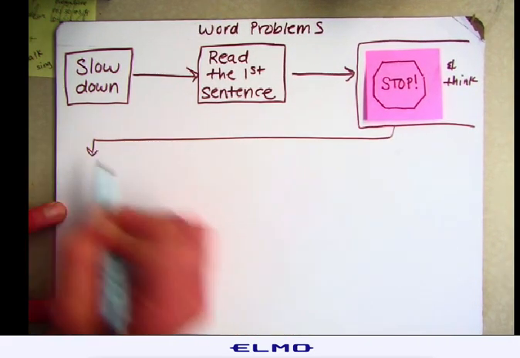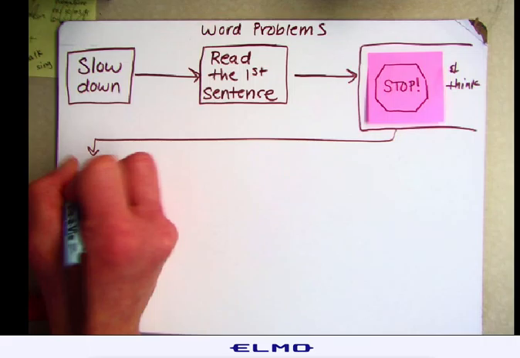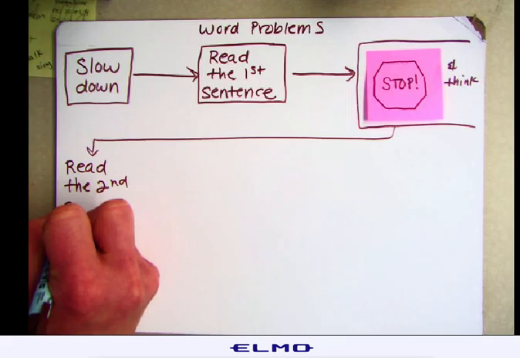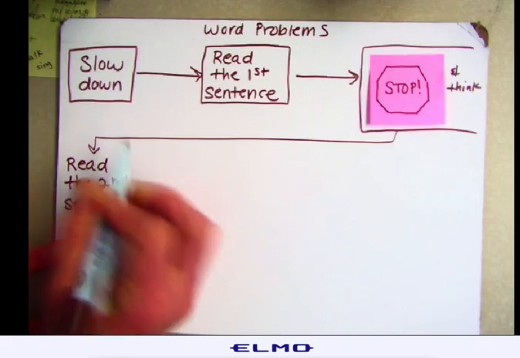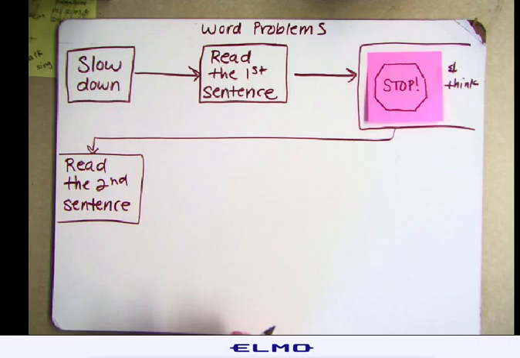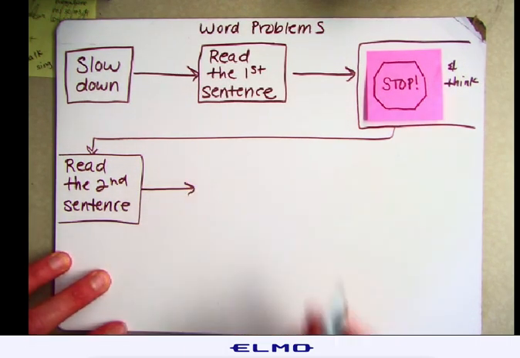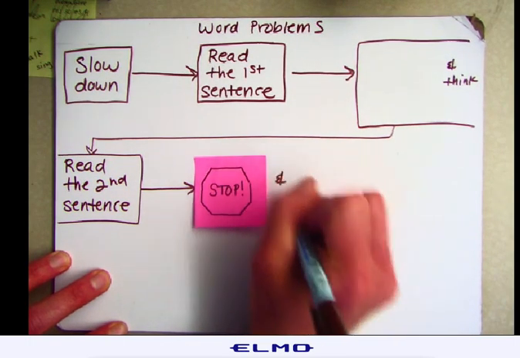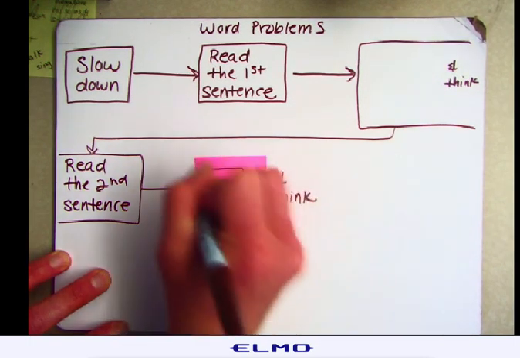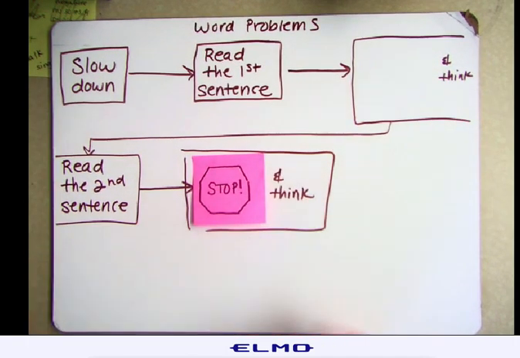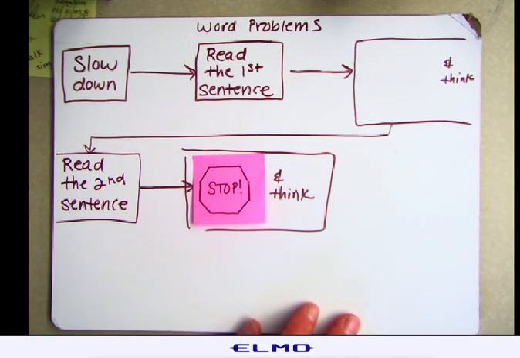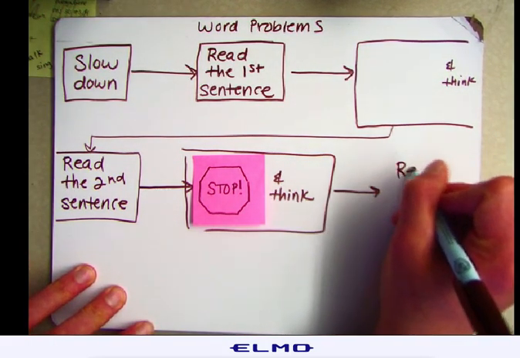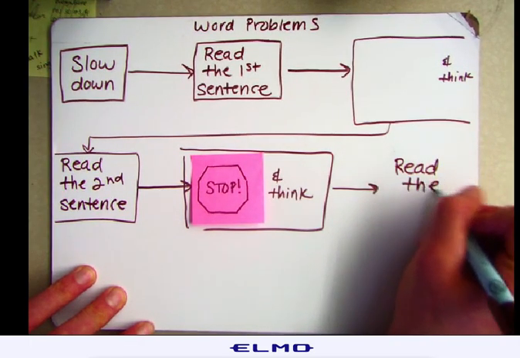After that, if there's more than one sentence, which there usually is, read the second sentence. Read it slowly so you understand it. Then again, you are going to stop and think. Put it in your own words. What are they trying to tell you? What's the word problem about? What's the problem? And then you're going to read the question.